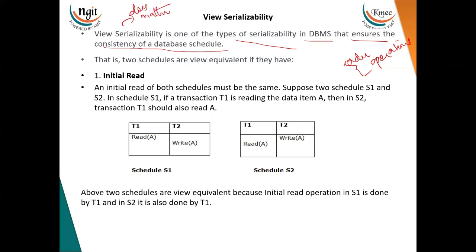It does not matter about the order of operations made by different transactions, right? Whatever might be the order, the thing is, finally, the result that is obtained must be the result as we have obtained when the transactions are executed in a serial order. That is known as view serializability.